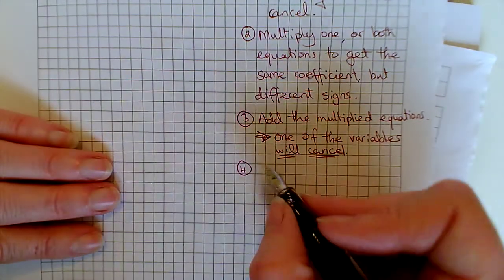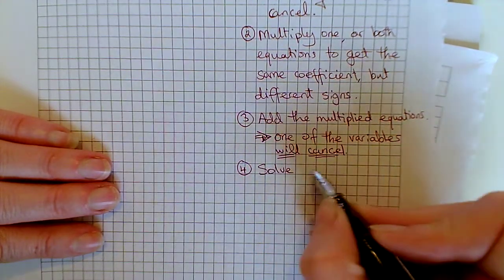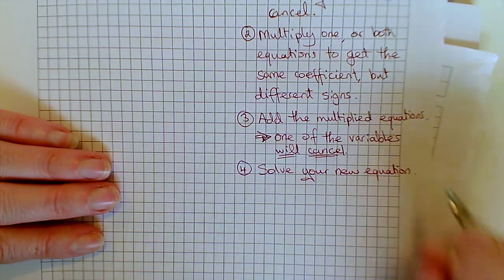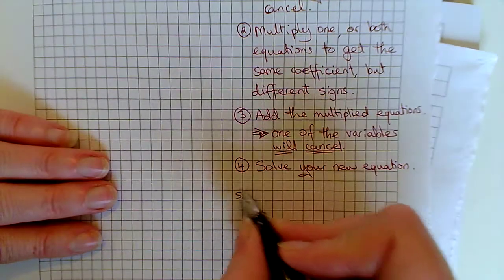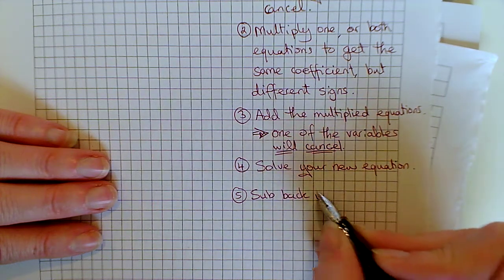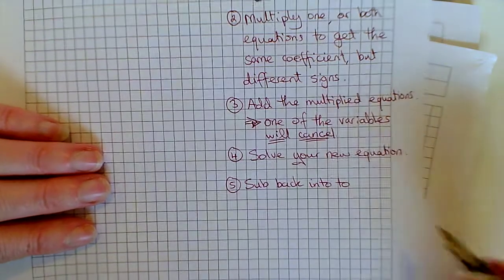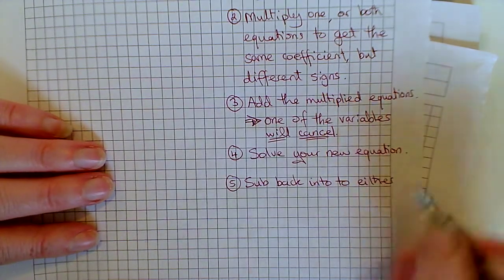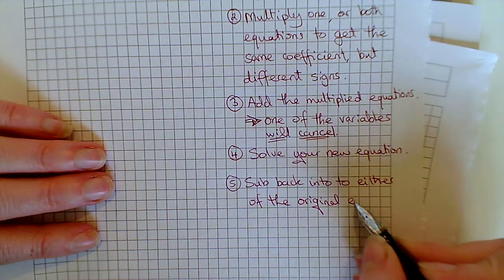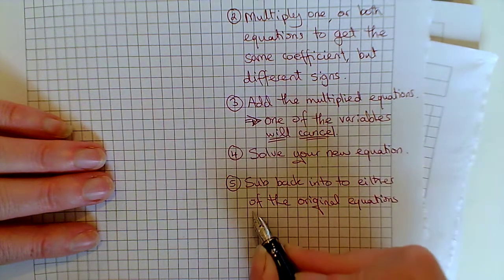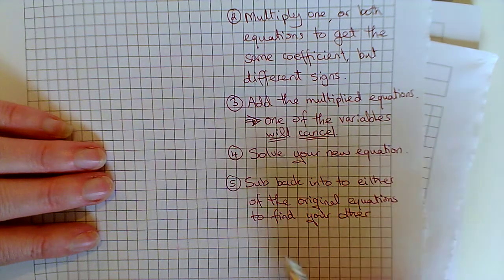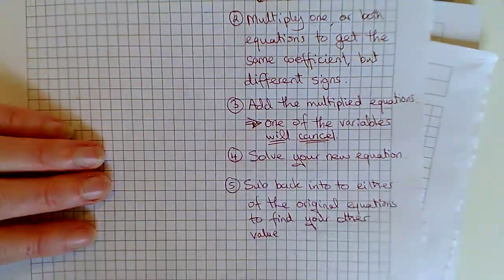And then you get a new equation and you solve your new equation. And that will give you an answer for one of the variables. And then you sub that back in, to either one of them, whichever one is easier, to either of the original equations to find your other value. Now, that's what you need to do.